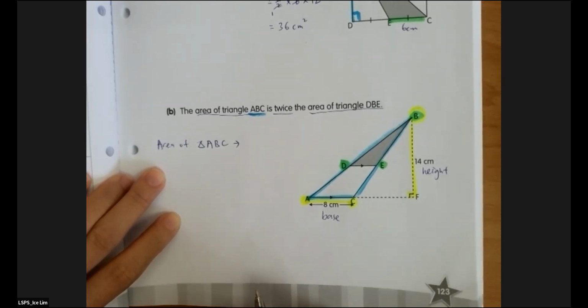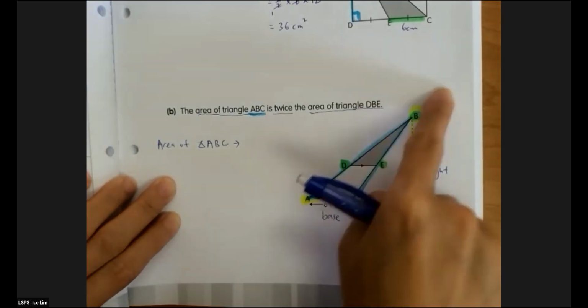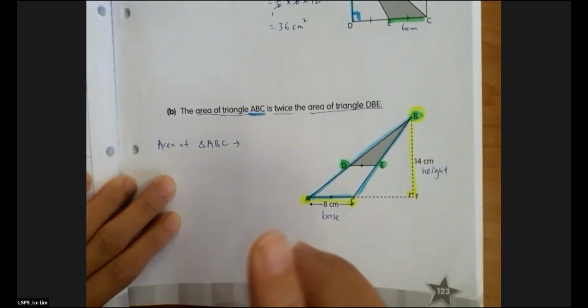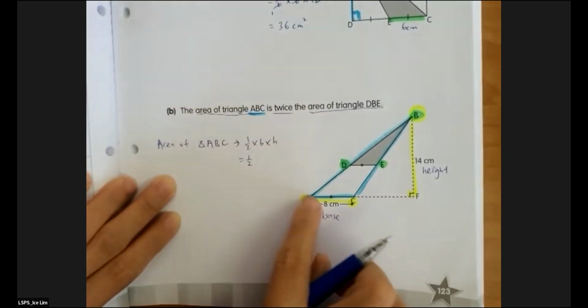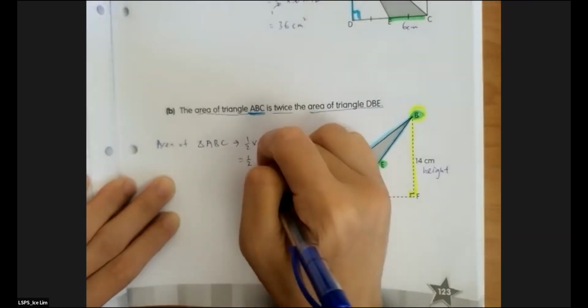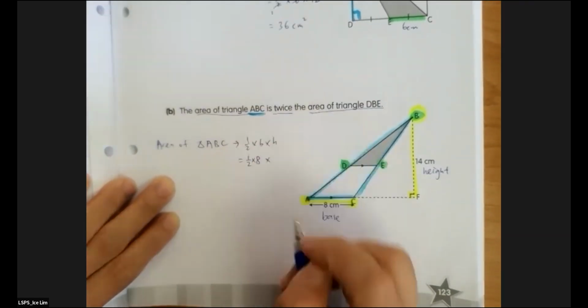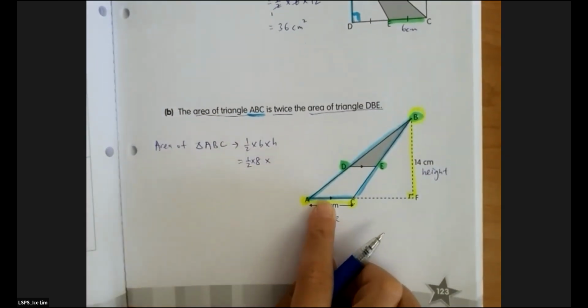When are you going to do this? Area of triangle ABC. It'll be half times base times height. Where is the base? The base is here. That's AC. That's 8 centimeters. Oops, sorry. Times. Height is here. So remember, yesterday we talked about it.